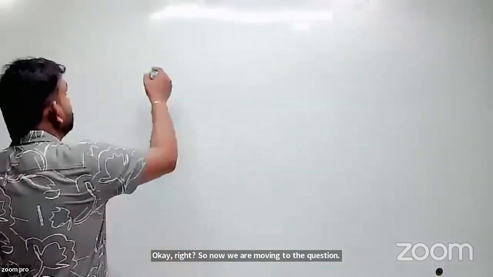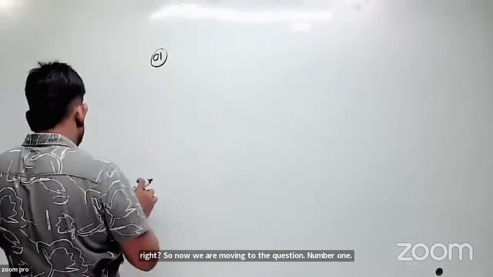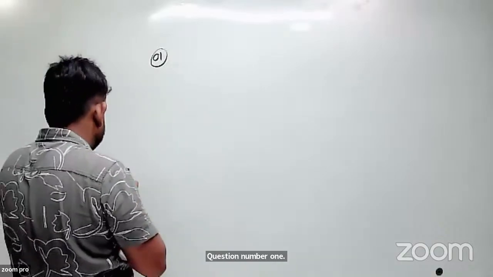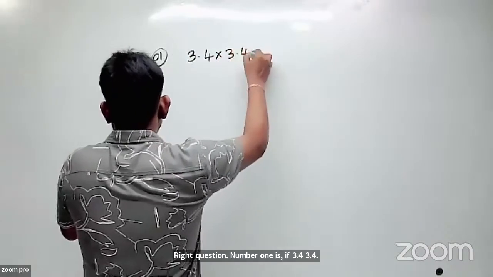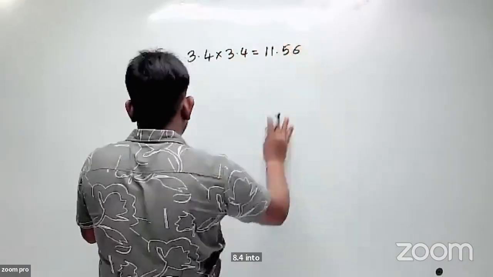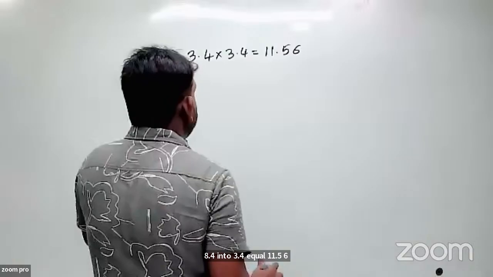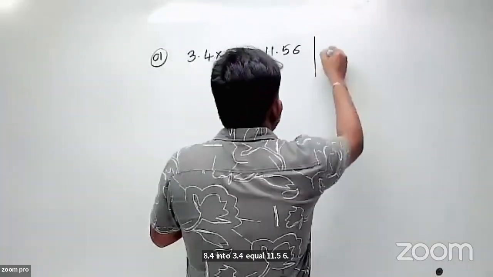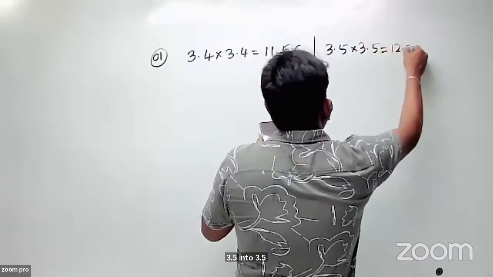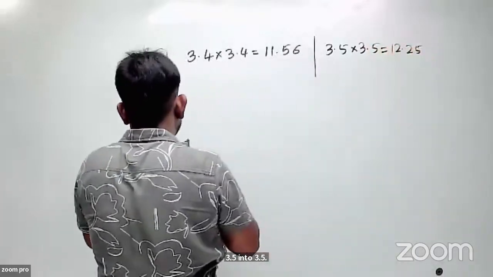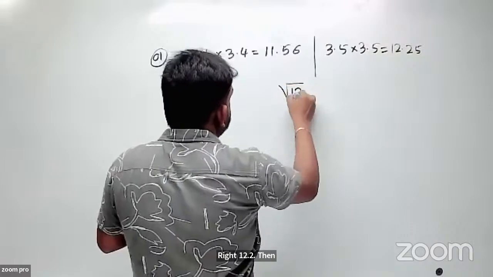Now we are moving to question number 1. Question number 1 says: if 3.4 into 3.4 equals 11.56, and 3.5 into 3.5 equals 12.25, then find the value of square root 12.